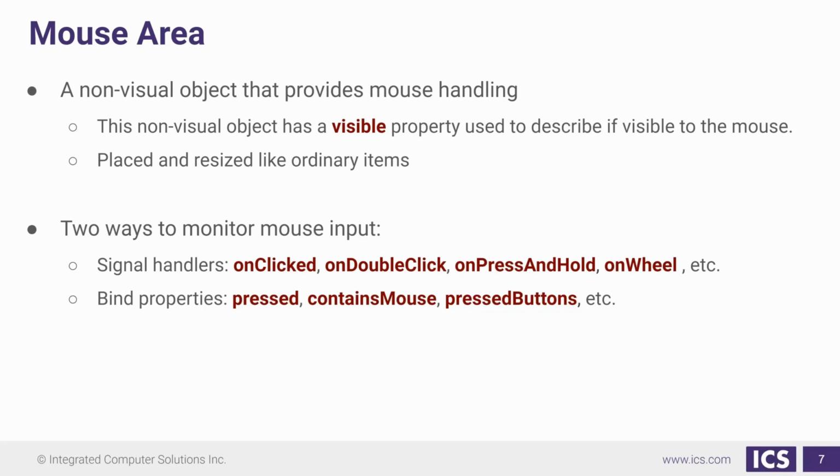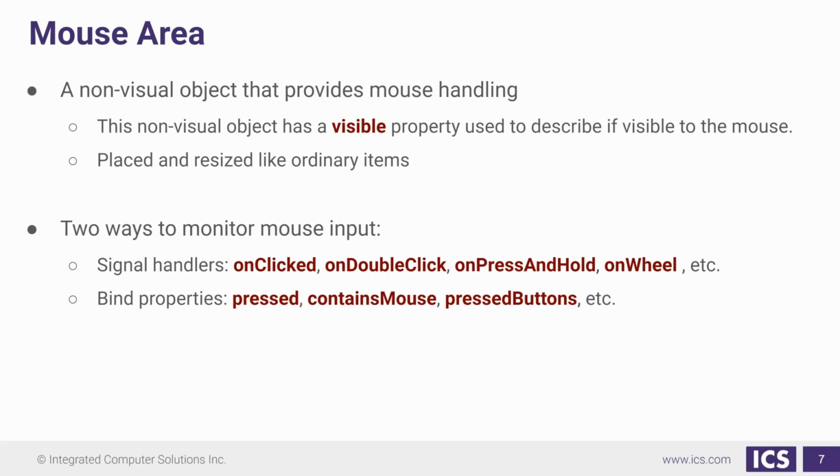This visible property determines whether or not this mouse area is visible to the mouse. And just like all of our other items in QML, the default width and height is going to be 0. So we need to give it a size. Our most common size is anchors.fill parent, almost always for the mouse areas. This will fill the mouse area's parent, of course, with the mouse area.